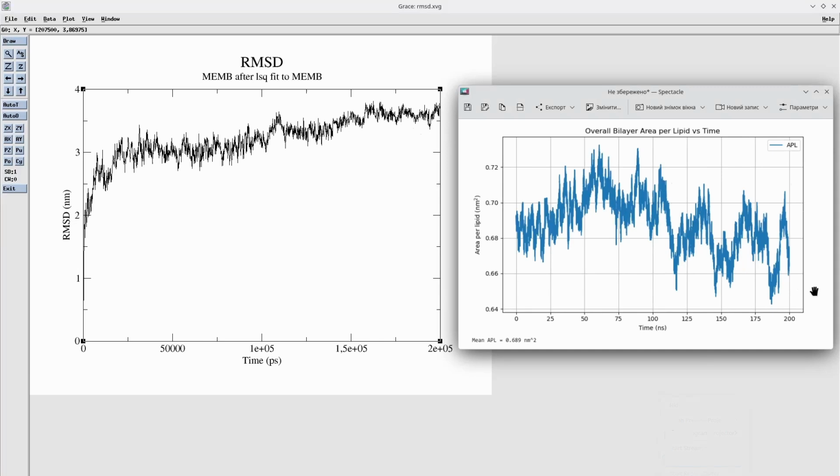And in the next video, I explain how to set up a steered MD simulation, which is a basic technique for various enhanced sampling methods like umbrella sampling, metadynamics, and AWH.